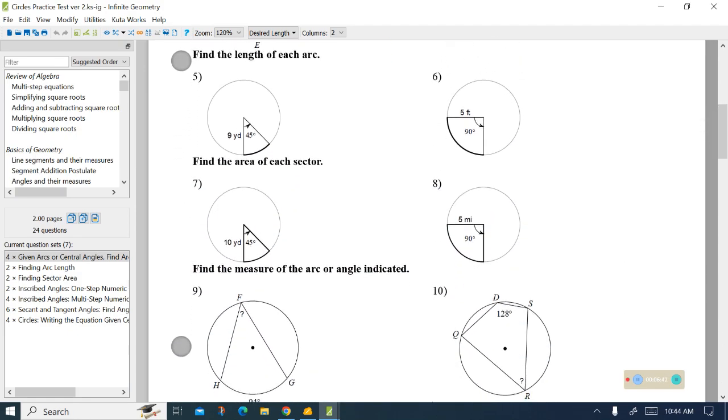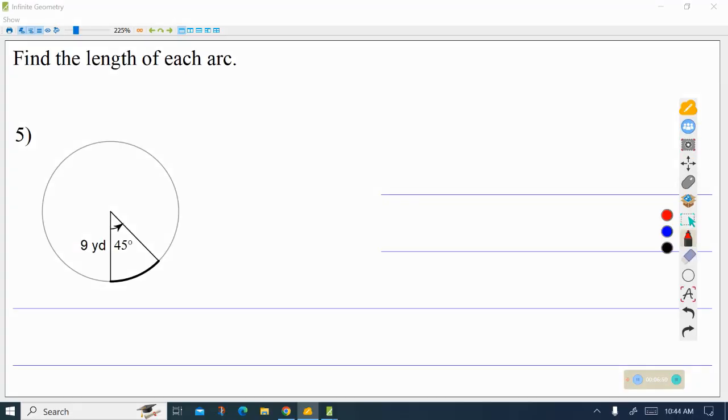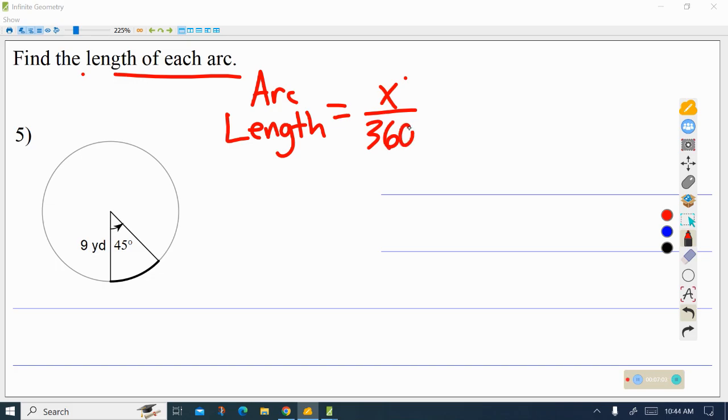All right, for number 5, I have a whole video that I did on these problems, so I'll do one example right now to make sure we got the process. For this one, it says the length of the arc. So we would want to use the arc length formula. By using the arc length formula, we get x over 360, and then we have 2 pi r on this side. Okay, so we could go put in all of our numbers.